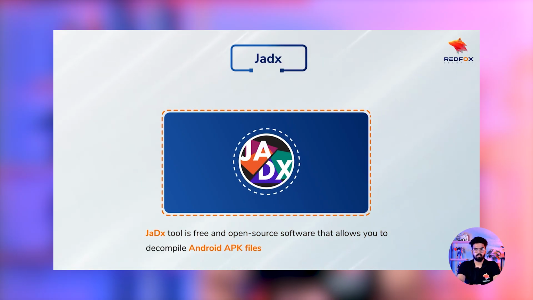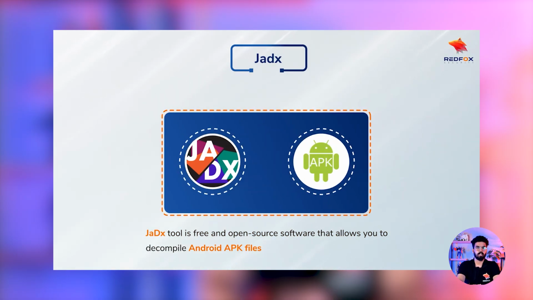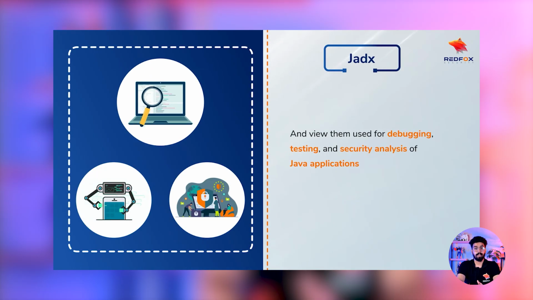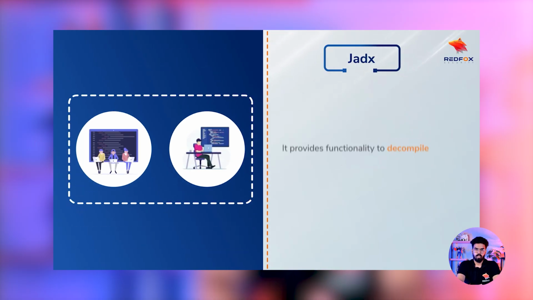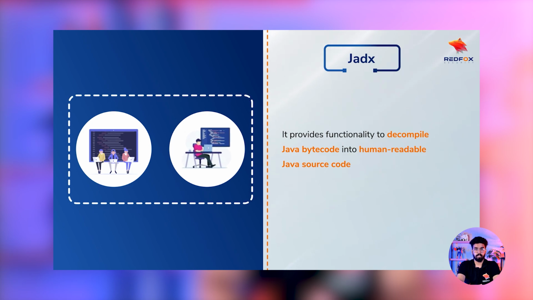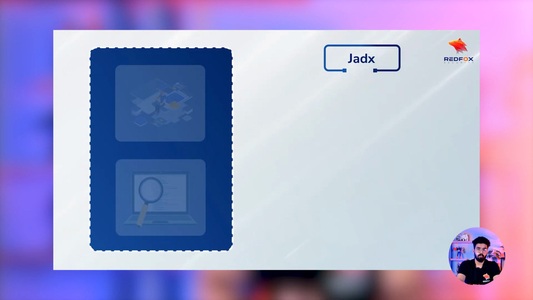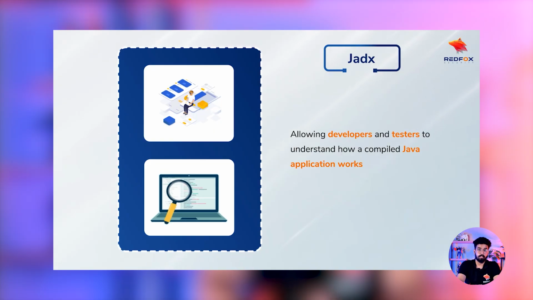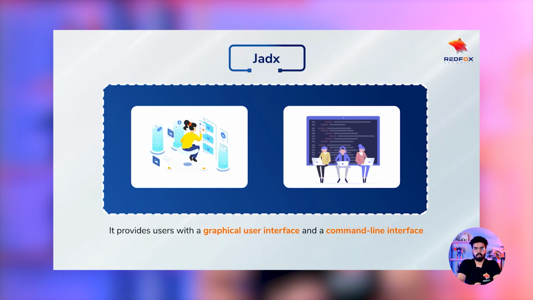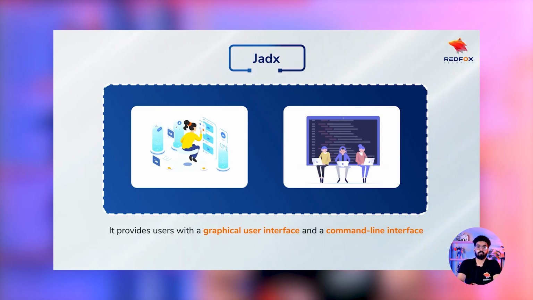In this lecture, we'll discuss the next tool, that is JADX. Let's get started. JADX tool is free and open source software that allows you to decompile Android APK files and view them, used for debugging, testing, and security analysis of Java applications. It provides functionality to decompile Java bytecode into human-readable Java source code, allowing developers and testers to understand how a compiled Java application works. It provides users with a graphical user interface and a command line interface.